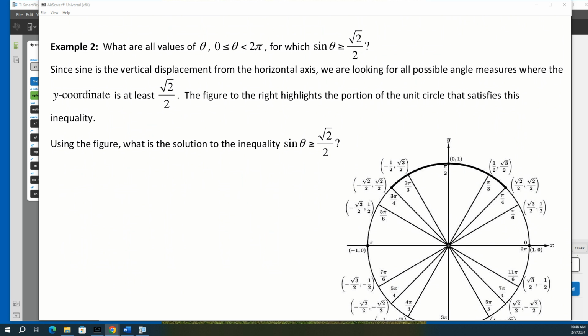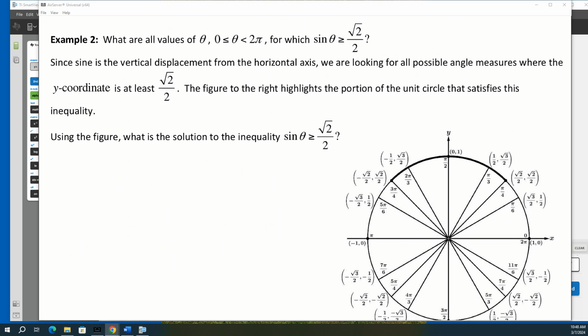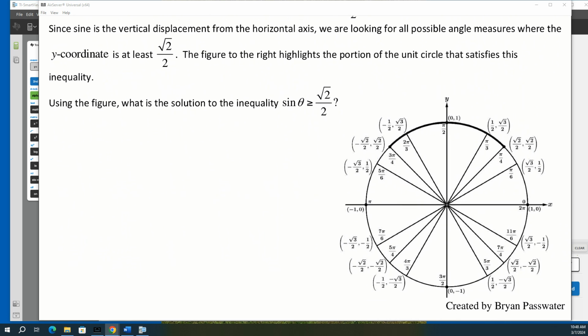All right, so we're going to look at our unit circle. What angles have a sine that's equal to the square root of 2 over 2? Pi over 4 and, there's one more, 3 pi over 4. So that's where you start.